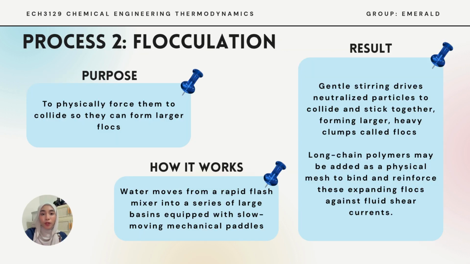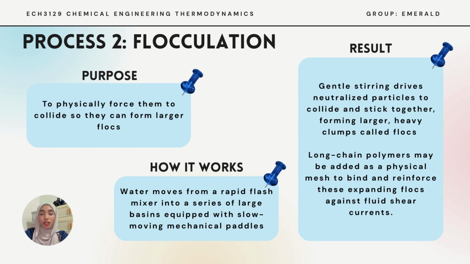Now, we will review process 2, flocculation. Following the rapid flash mixing phase, the water transitions into a series of flocculation basins. These basins are equipped with slow-moving mechanical paddles.